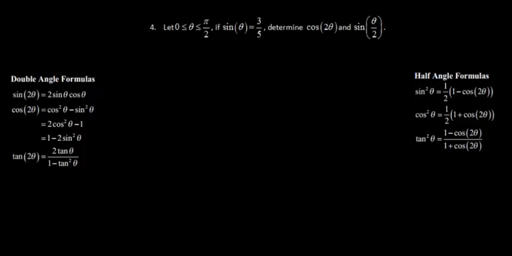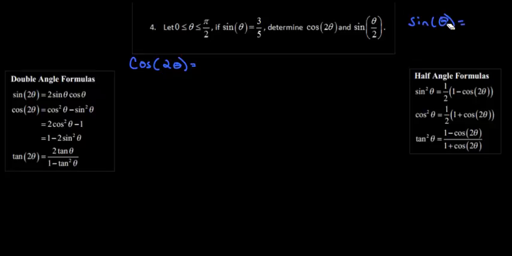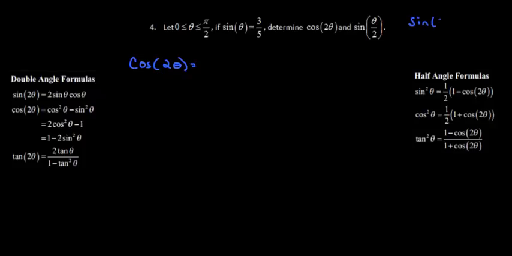Problem number 4, let's solve the first one here, which is determine the cosine of 2 theta. So what I know is I have the sine of theta. I'll write that up here. It's not going to write well up in the corner, so let's write it over in this corner. So our sine of theta is 3/5.